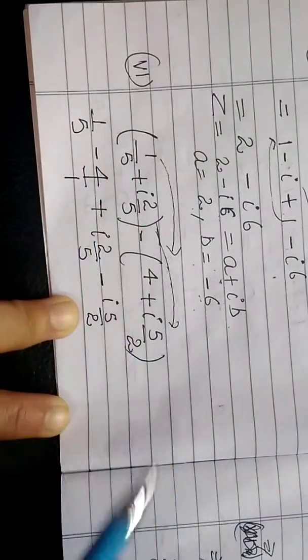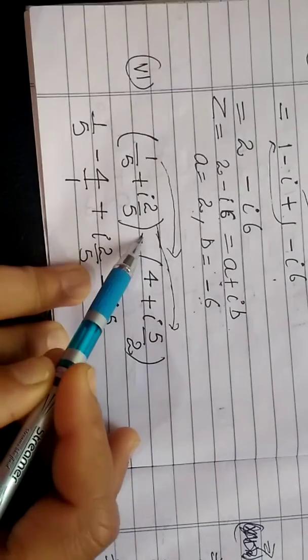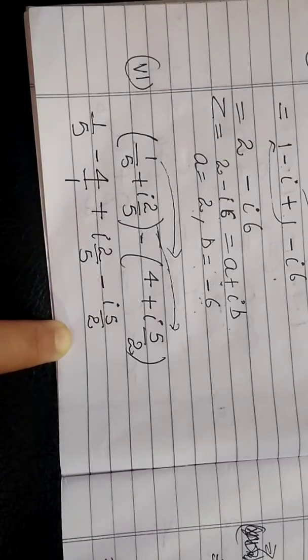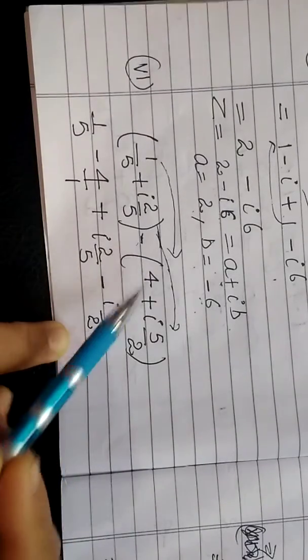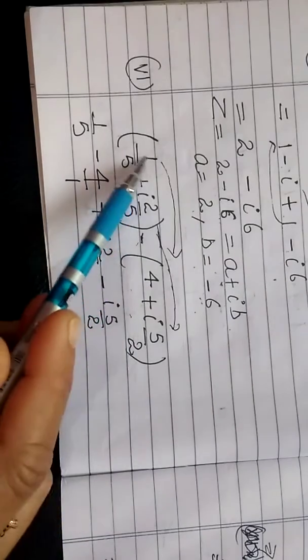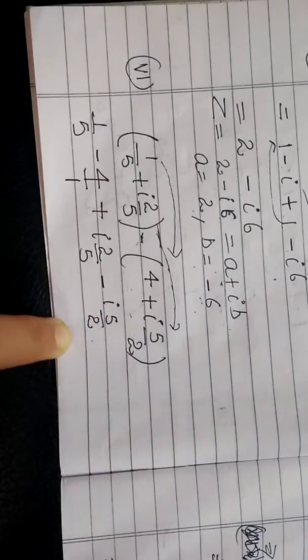So this bracket, I have to subtract it. What I will do is first remove the bracket according to BODMAS and multiply the sign of my minus inside the bracket. It will change the sign of the terms, and then real with the real and imaginary with the imaginary. So let's move on.